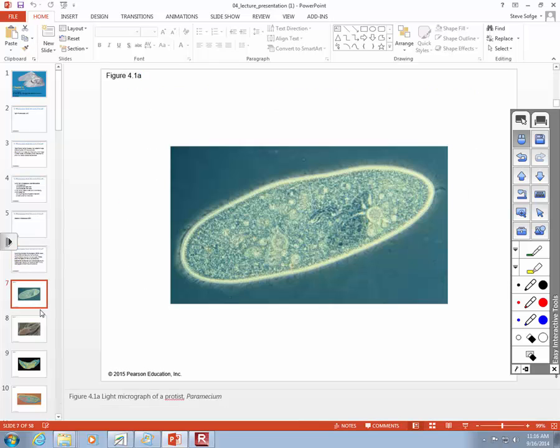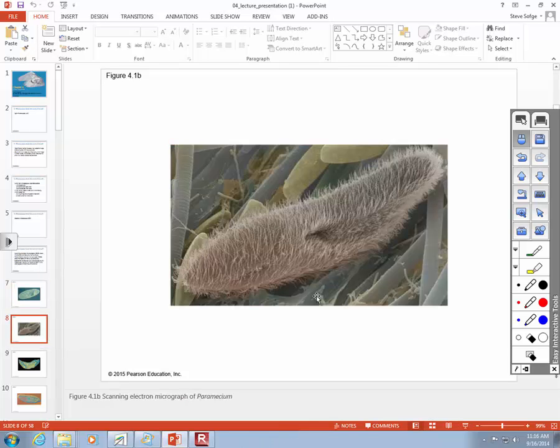So this is a compound light microscope, although this one has a little bit more detail than what we can get out of ours, so that's a really nice one. Now, here's a scanning electron micrograph. So we're only getting the surface of the object. This is a paramecium. It kind of looks like a slipper.